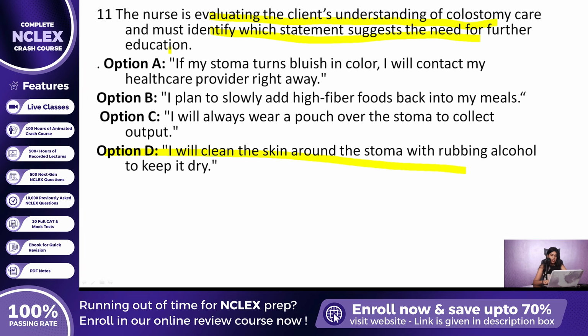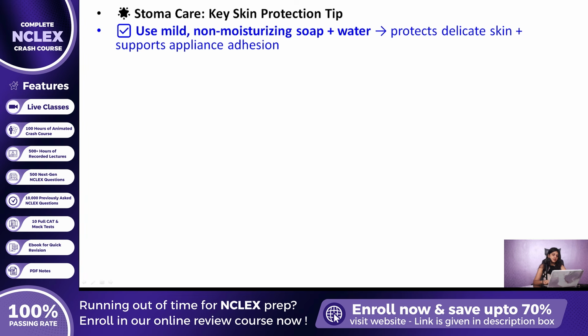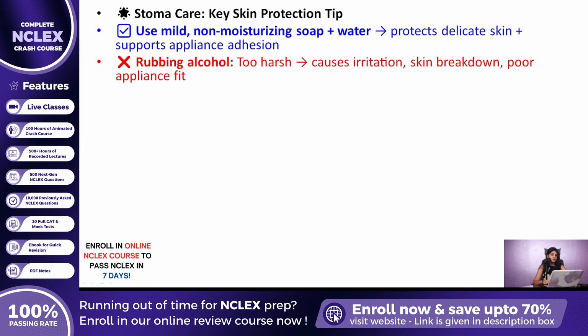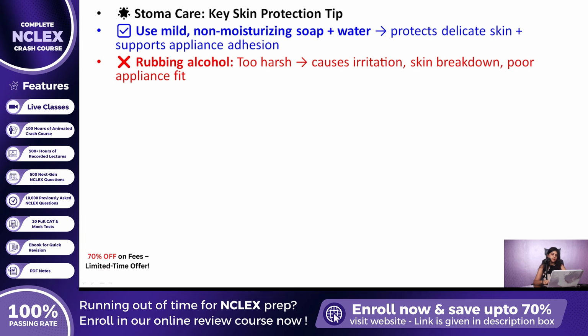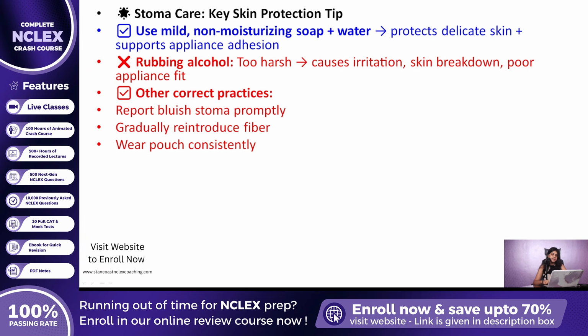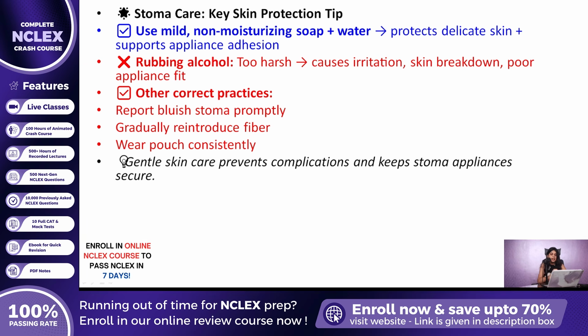Let me explain why. Rubbing alcohol is far too harsh for the delicate skin surrounding the stoma and can lead to irritation, skin breakdown, and problems with appliance adhesion. Instead, clients should use mild, non-moisturizing soap and water to clean the area. The other statements reflect accurate understanding, such as promptly reporting a bluish stoma, gradually reintroducing fiber, and wearing a pouch consistently to manage output. The key point is that gentle, appropriate skincare is essential to prevent complications and ensure the appliance stays securely in place.